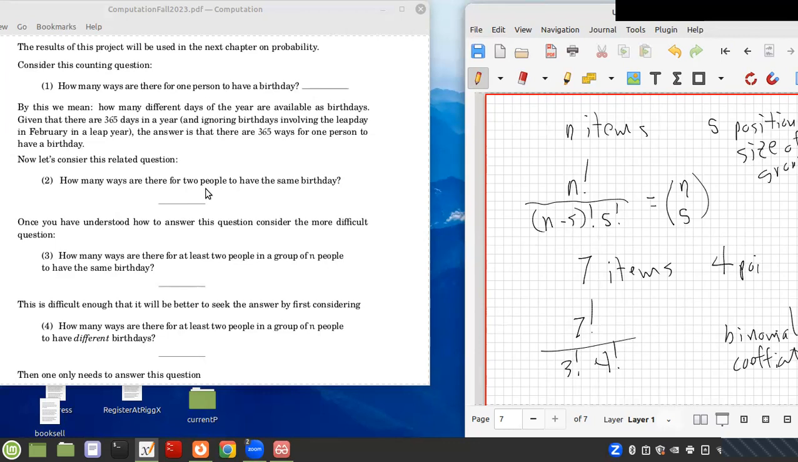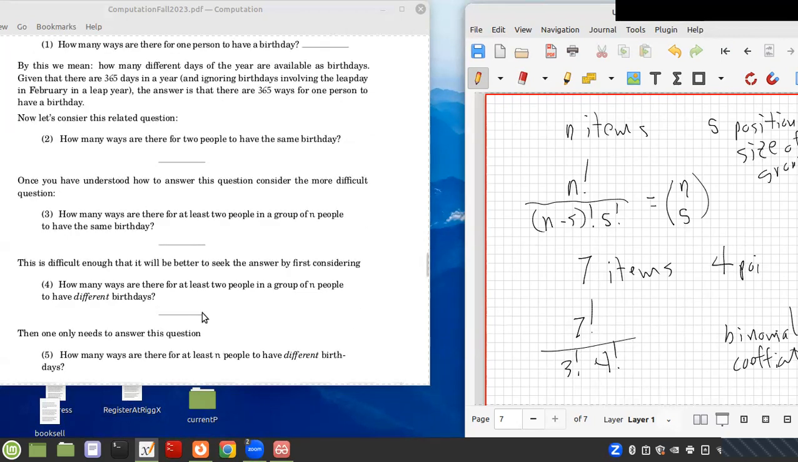So it's going to be easier to ask a different question, right? Question 4 here: how many ways are there for at least 2 people to have different birthdays? That's an easier question because, okay, the first person, how many ways for the first person? 365. How many ways for the second person if they can't have the same birthday? 364. So the total number of ways they could be different would be 365 times 364.